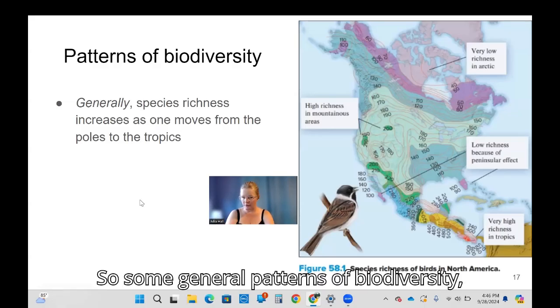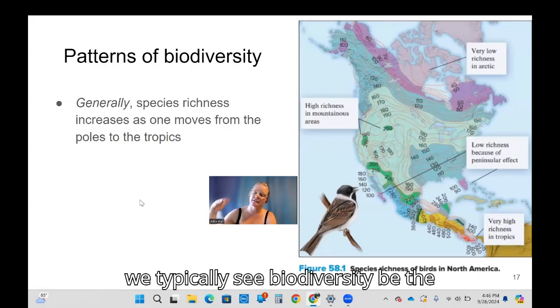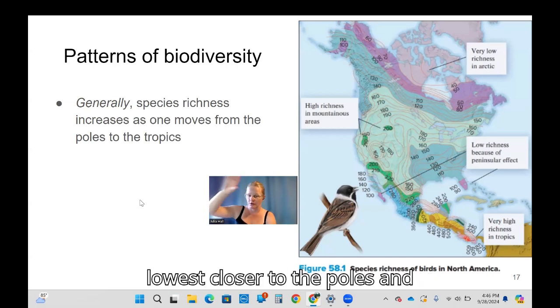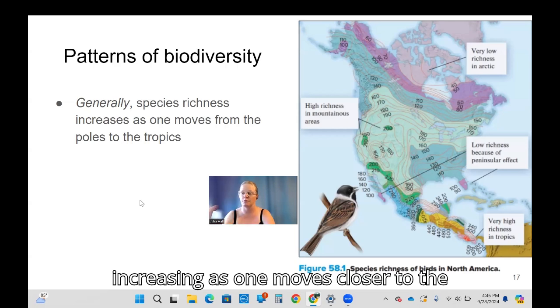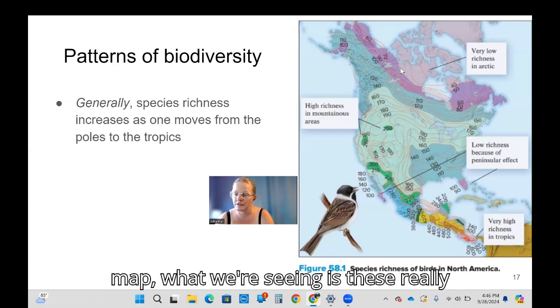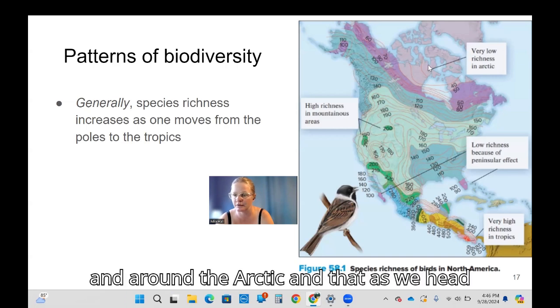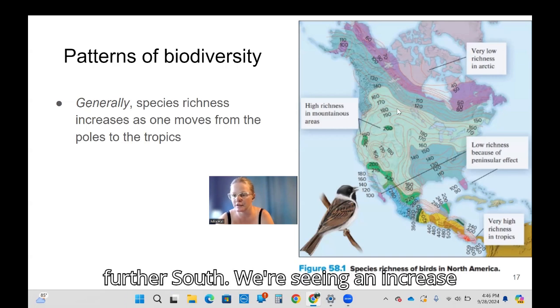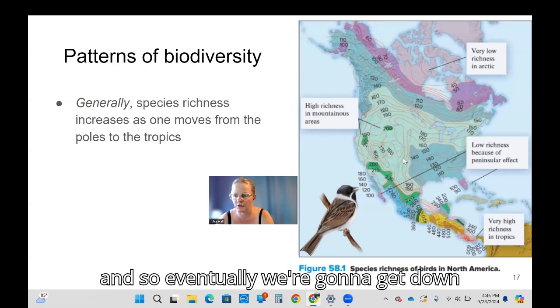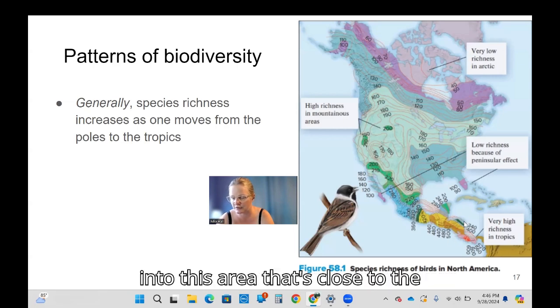So, some general patterns of biodiversity. We typically see biodiversity be the lowest closer to the poles and increasing as one moves closer to the equator. If we look at this map, what we're seeing is really low species richness of birds living in and around the Arctic, and as we head further south, we're seeing an increase. Eventually we're going to get down into this area that's close to the equator.